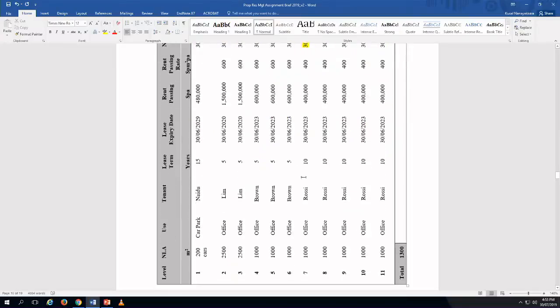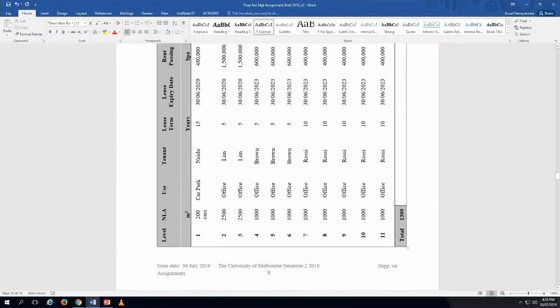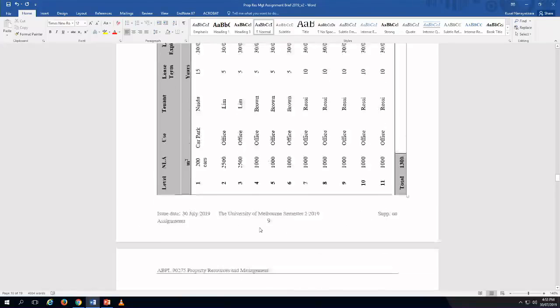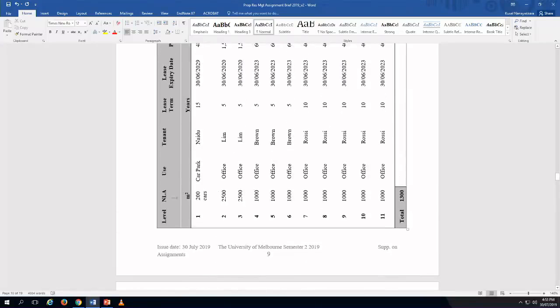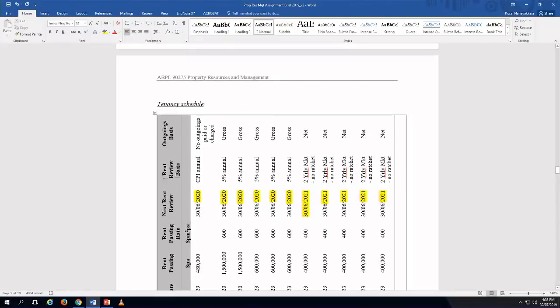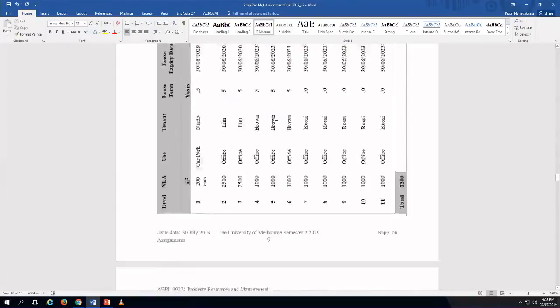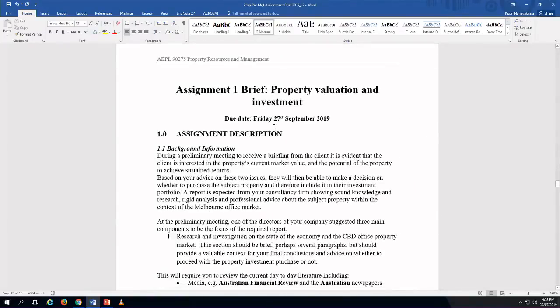This is the schedule. Get the printout and read it. Cash flows, net lettable area, next rent review, and everything is here. Rent review basis, gross, net. All existing tenants are still in gross lease. New tenants are in net lease.